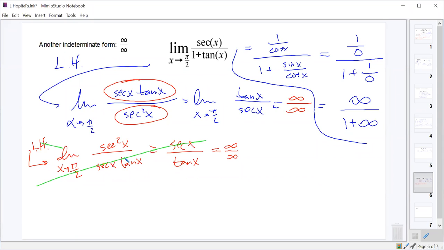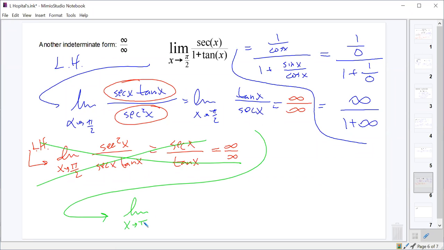I know we got infinity over infinity, so we could try it, but what else could I do with this? Couldn't I just rewrite this as sine over cosine over 1 over cosine, which is just the limit as x approaches pi over 2 of sine x, right? If we simplify that out. And the sine of pi over 2 is 1.